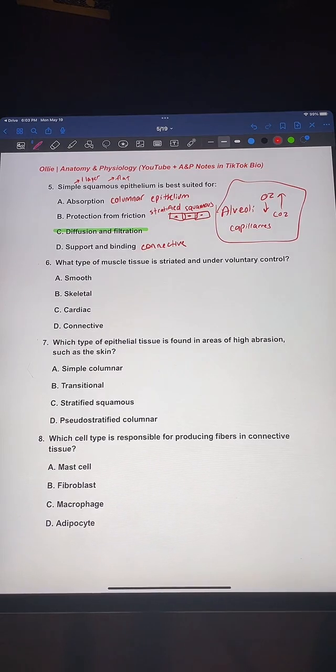Alrighty, number 6, what type of muscle tissue is striated and under voluntary control?